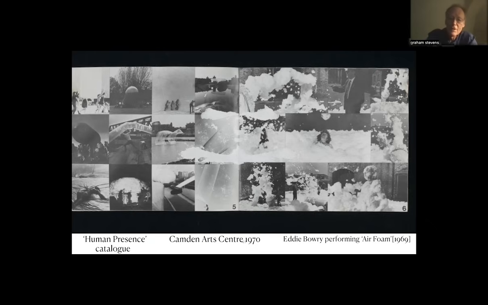Here's another example of a performance by my stuntman, which was created fortuitously when the local fire brigade came to test their foam machine, which made it a fantastic visual image.